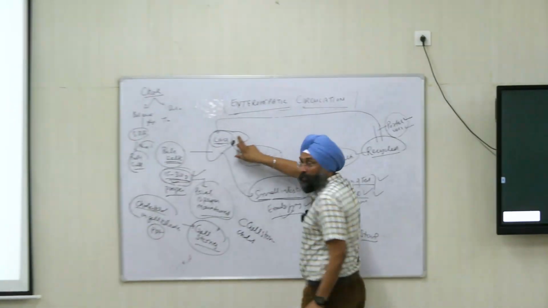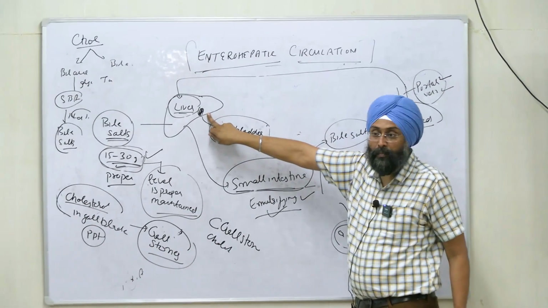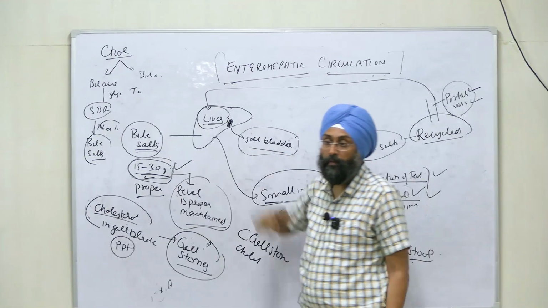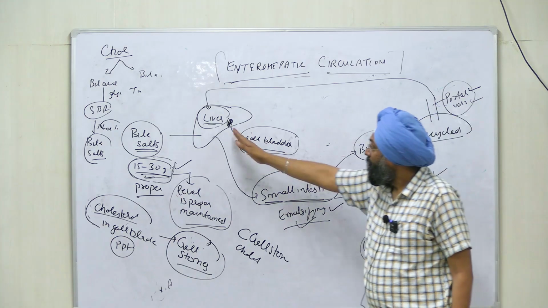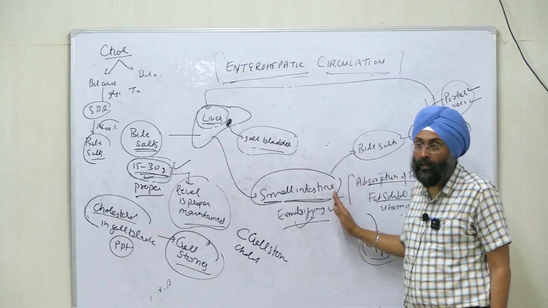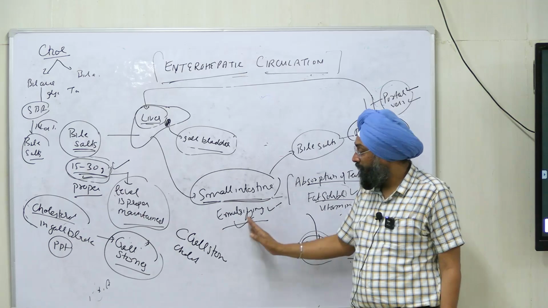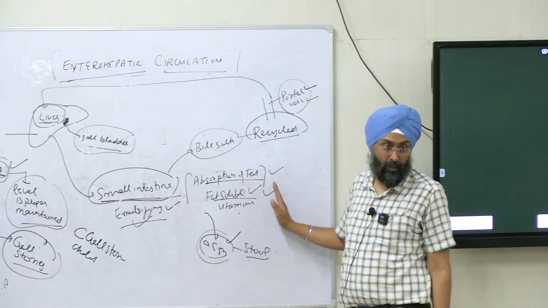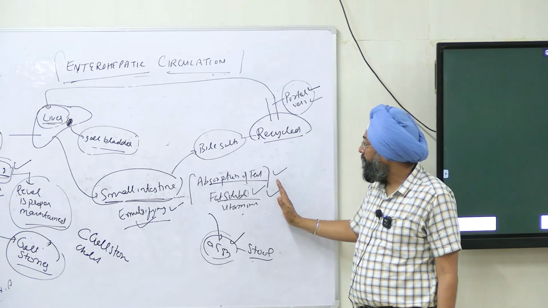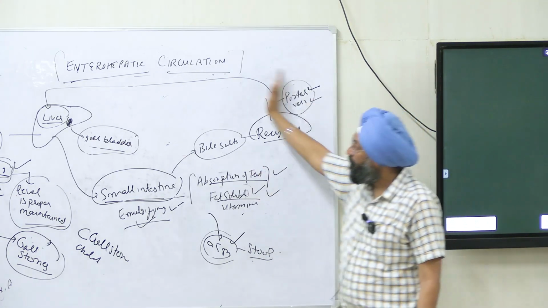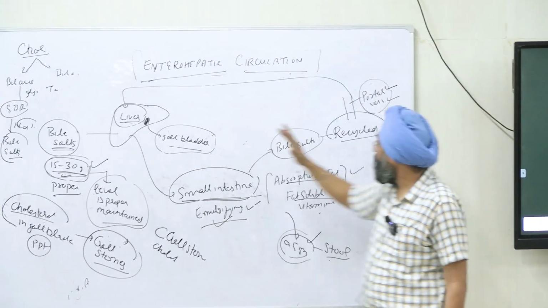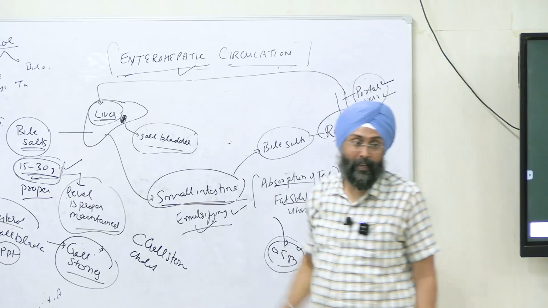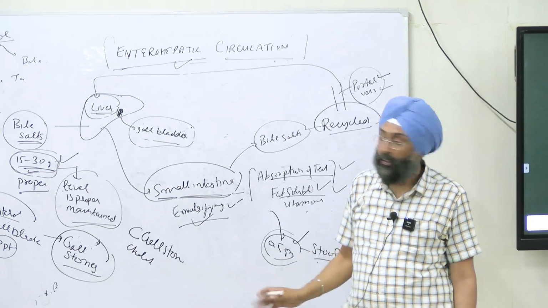So this was the liver, and this black one was the gallbladder. The gallbladder was storing these bile salts, right? From here they were secreted into the small intestine, where they act as emulsifying agents and help in absorption of fats and fat soluble vitamins, right? Later, after doing their work, they move back into the liver via the portal vein, and this complete process was enterohepatic circulation, right?